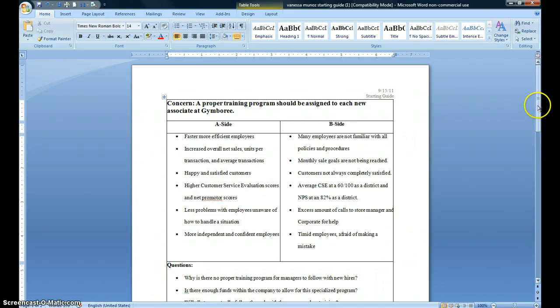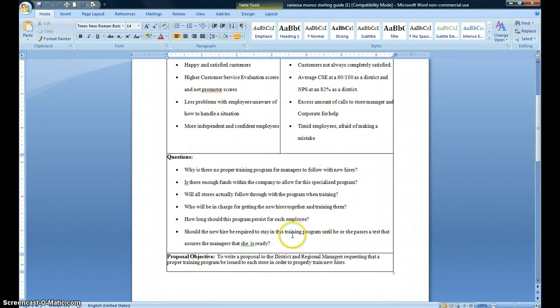Okay. Let's look at her questions. Why is there no proper training program for managers to follow? That's a good question. It's kind of a leading question that assumes that there should be a proper training program, and maybe that's okay. But it should be more balanced, as in what kind of training program would work. Is there enough funds? That's a great question, but that's not the guiding question, because that's one part of the question. Will all stores actually follow through with the program when training? That she probably has no idea, and that's outside the realm of this proposal itself.